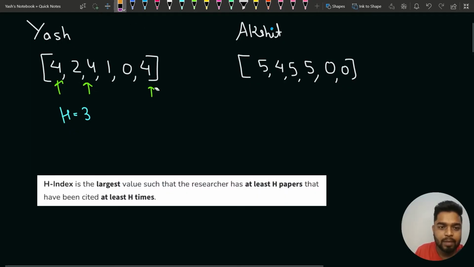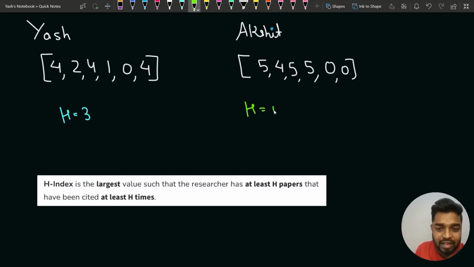Now let's look at the quality of the researcher Akshit. For researcher Akshit, is H value 1 possible? Is there at least one paper which has been cited one time? Yes, you can see all these papers have been cited at least one time, so H value 1 is fine. Now let's think about H is equal to 2. Are there at least two papers which have been cited at least two times?